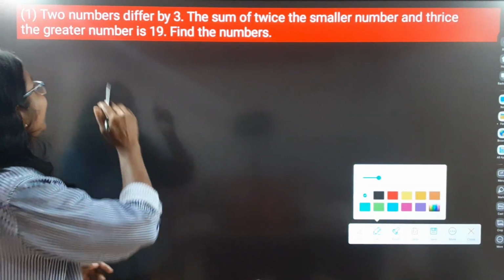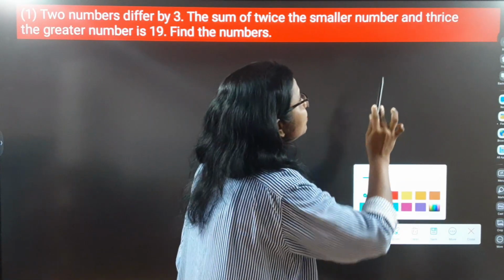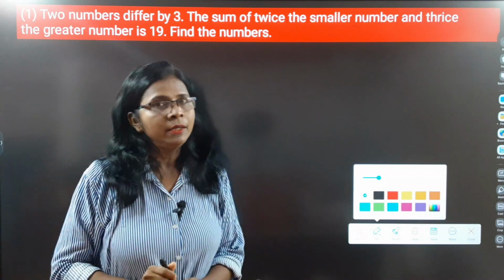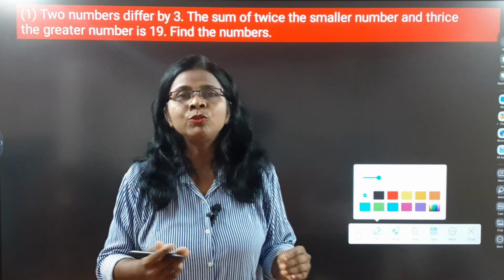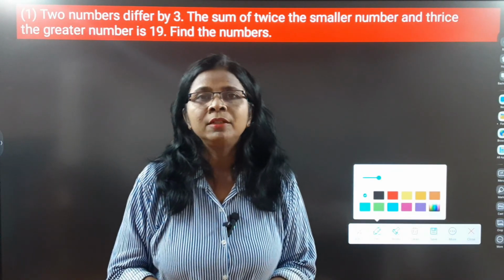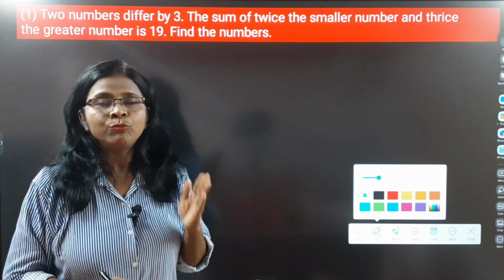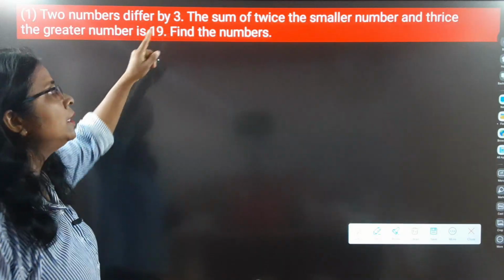Question first. The two numbers differ by 3. The sum of twice the smaller number and thrice the greater number is 19. Find the numbers. Now here, students, these are word problems, and we are going to solve these word problems with linear equations of two variables. So we have to get the two equations as per the given conditions in the examples.